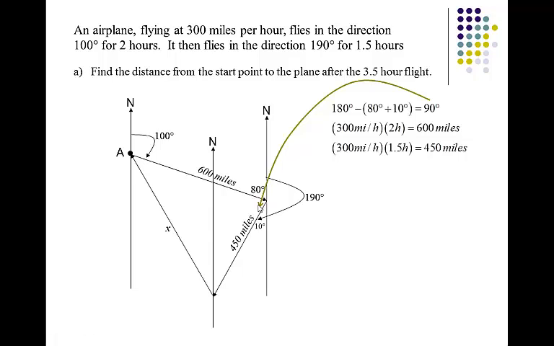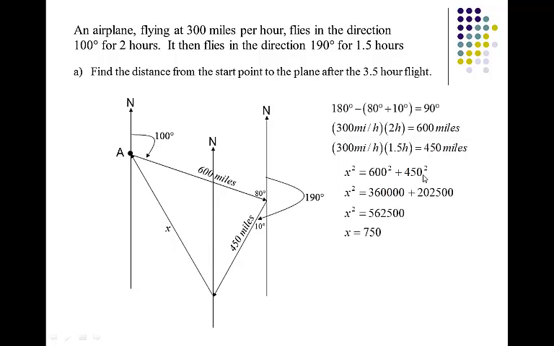Now let's go ahead and get distance equals rate times time. So let's find the length here. So it's 300 miles an hour times 2 hours is 600 miles. 300 miles an hour times an hour and a half is 450 miles. So I've got the lengths of my two legs. We've identified it as a right triangle, so we use the Pythagorean theorem to find x.